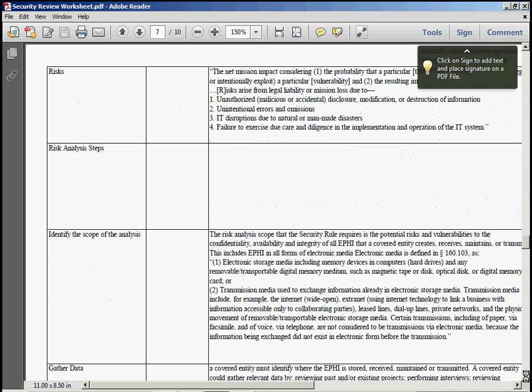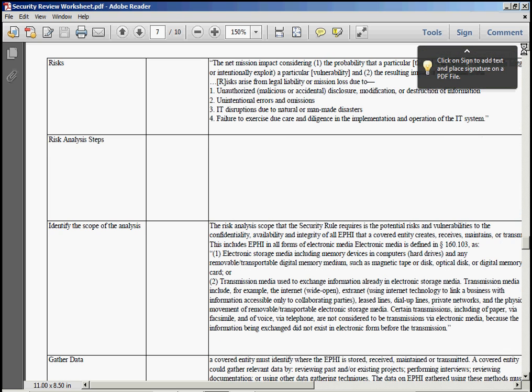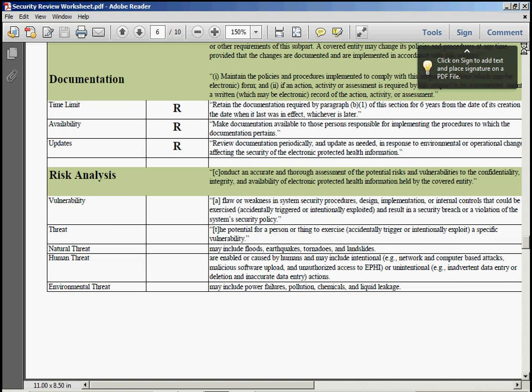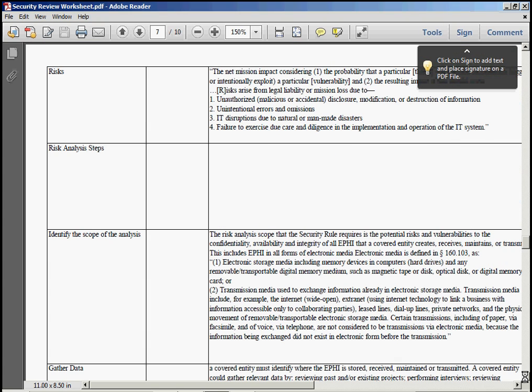So now we get down to the risk analysis. This is probably the best part of the whole worksheet. What you're going to do is go line by line through here. This really breaks out the various parts of the risk analysis. So they're going to want you to determine your vulnerabilities, determine the types of threats, the natural, the human, the environmental, determine the risks.